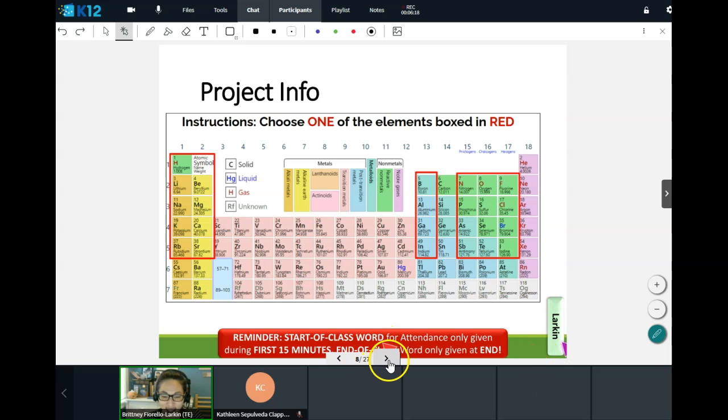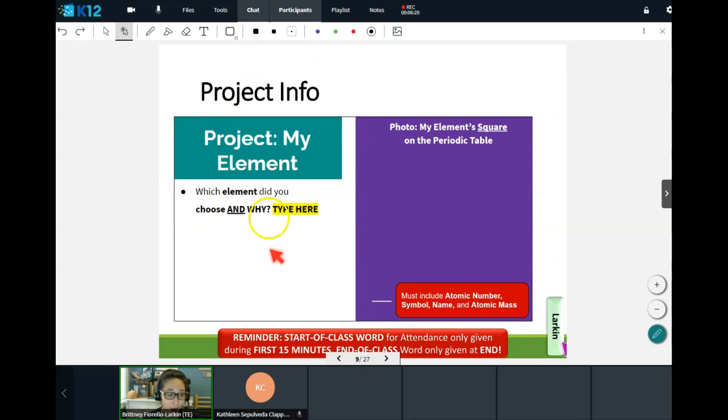Let's go ahead and take a look here. For your project, you need to tell me which element you chose and why. Your reason can be very simple, like, I thought this was an interesting element, I've heard of this element, or I haven't heard of this element. Whatever reason you want is totally fine, as long as it's one of the elements that we asked for. Then you need a photo of your element square on the periodic table. You should get this from ptable.com. Basically, ptable.com is your best resource in this course, and especially for this project.